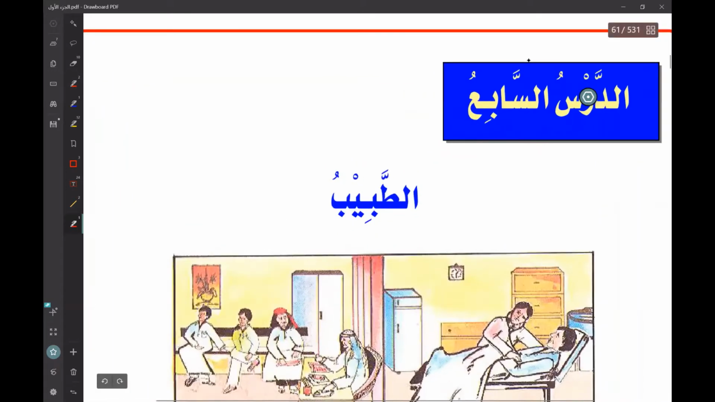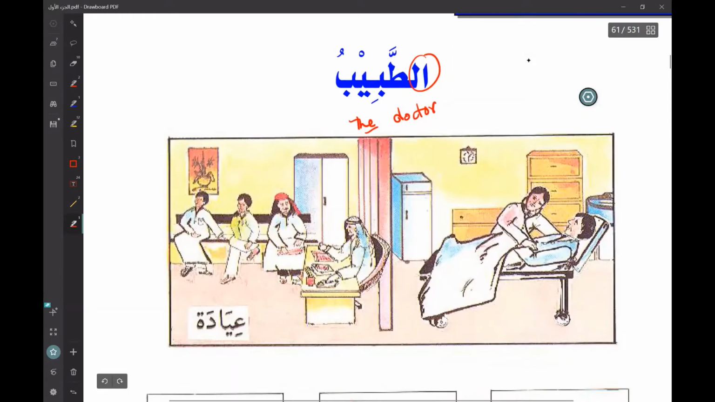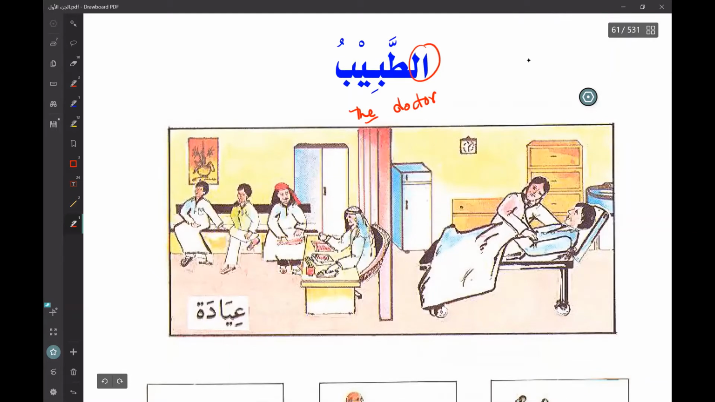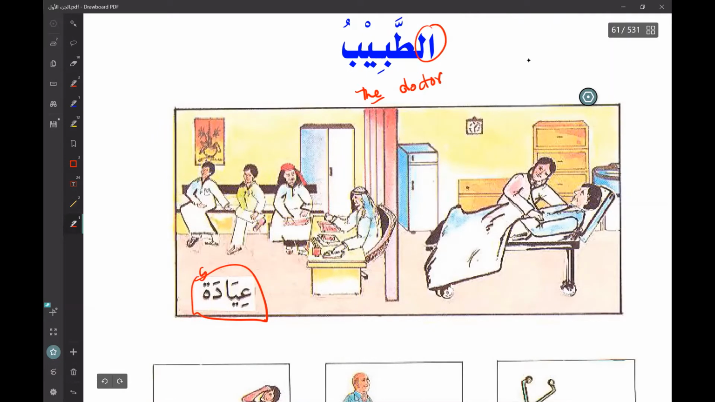Okay, the title of the lesson is الطبيب. الطبيب means the doctor. Okay, we have alif lam, so we have the. So the first word we have is عيادة. The word is written right here, عيادة. عيادة is a clinic. Okay, a clinic.